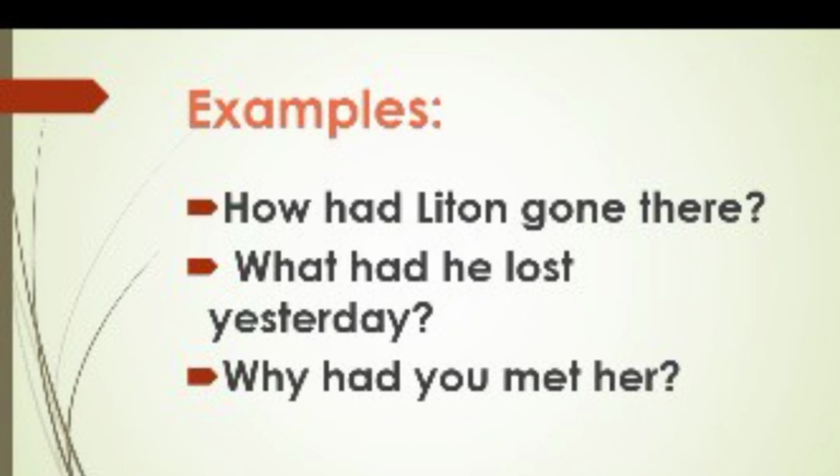Last example, why had you met her? So at first you have to write the W's question. Here the W's question is why, then had, then subject you, then verb 3 met, and then object her, and finally you have to put a question mark.